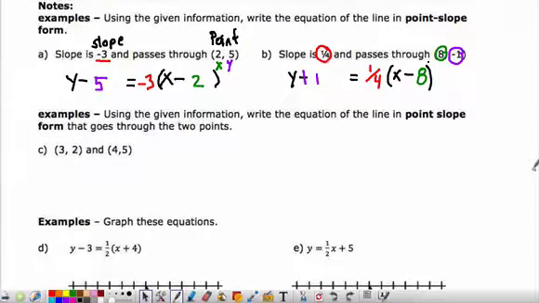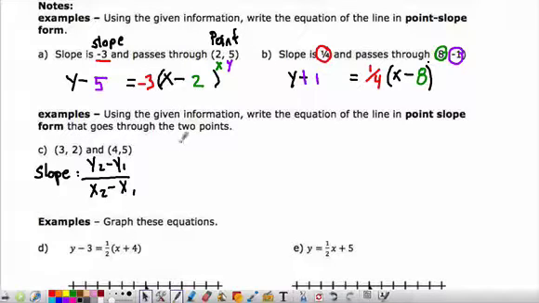All right, so we're given some different information here. Use the given information to write the equation of the line in point-slope form that goes through 2 points. Well, we're given the 2 points, but we're not given the slope. So think about how we can find the slope with these 2 points. And hopefully you remember that we have the slope formula, which is y sub 2 minus y sub 1 over x sub 2 minus x sub 1. So we'll just use that to find out what the slope is.